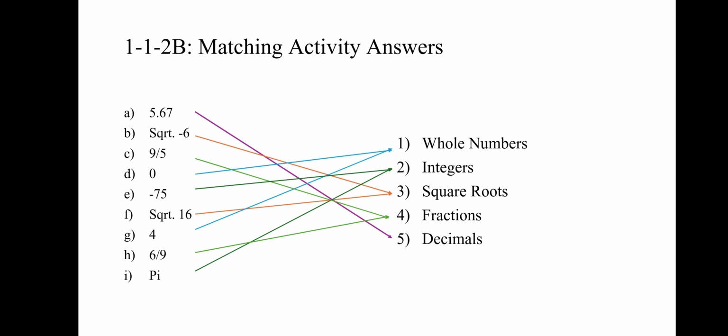Okay, so 5.67 is a decimal because it's 5 and 67/100ths. Square roots of -6 and 16 are both square roots. 9/5 and 6/9 are both fractions, and 0 and 4 are both whole numbers. Pi and -75 are both integers. -75 can count as a whole number, but it's not actually a whole number.